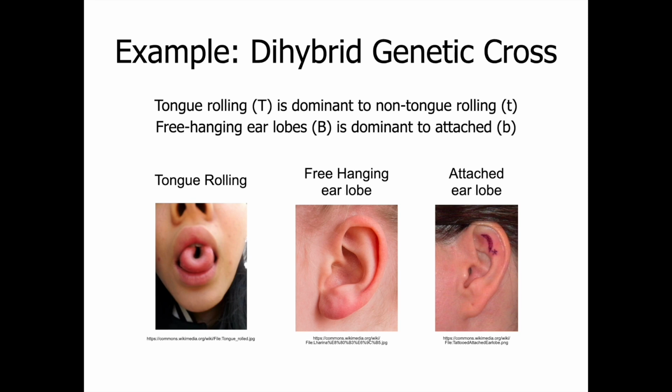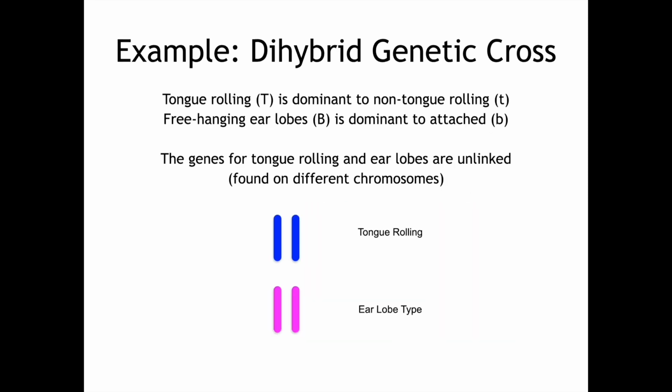Tongue rolling's T. Capital T or capital letter is always the dominant one, and then the B is going to be for the earlobes. So the genes for the tongue rolling and the earlobes are unlinked. So the dihybrid cross we're going to do is for unlinked genes. Therefore, they are found on different chromosomes, as illustrated by the image at the bottom.